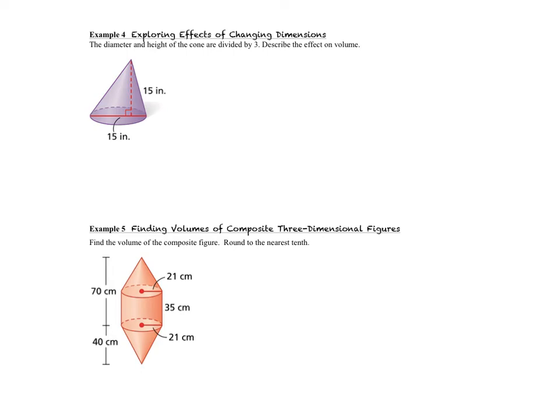Okay, describing the effect on volume, it was divided by 3, so I'm going to write that as 1/3, and then anything that's going to have an effect on the volume would have to be to the 3rd power. So it's 1/3 times 1/3 times 1/3, which is going to be 1/27 of the volume.